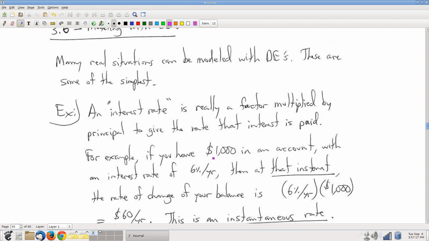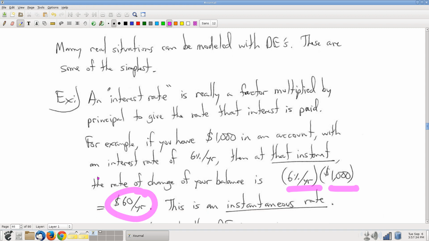So with that principal and this interest rate, at that particular moment, the interest rate multiplied times the principal gives you the rate at which interest is being added into the account. So again, you'll notice that that makes what they call the interest rate a factor. That's the factor that's being multiplied by the principal to give you the rate that interest is being paid.